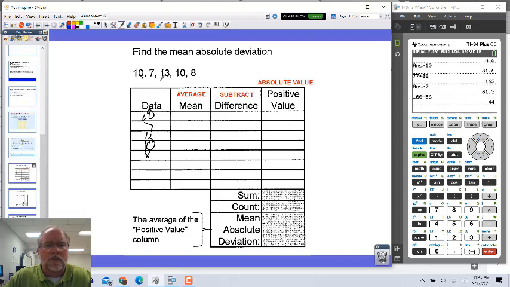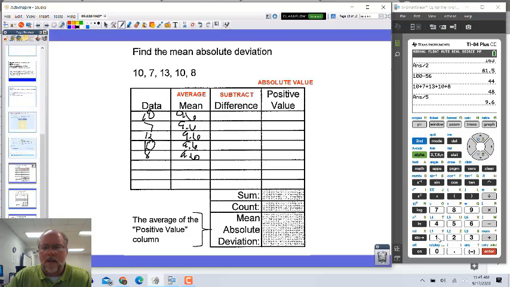So the next thing we're going to do is take this data set and find the mean. So I'm going to go 10 plus 7 plus 13 plus 10 plus 8. Enter. And I get 48. Then I'm going to divide that by 5 and get 9.6. So the mean is going to be 9.6 all the way down. And now we're going to subtract these.